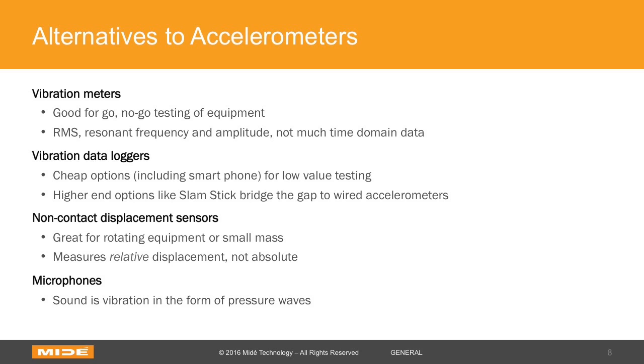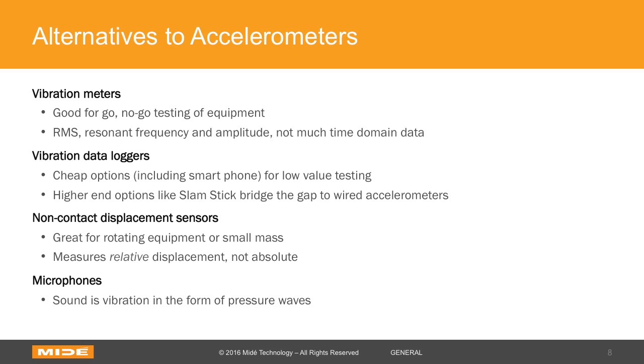They used to in the past have an accelerometer wired to this vibration meter, but now you can get some that actually have the accelerometer embedded in it. These are good for the go/no-go testing of your machinery to get an idea of the RMS level of your vibration. It will sample relatively quickly, so it'll give you a resonant frequency and amplitude, but it won't give you the ability to have a lot of time domain data, so to do much analysis on it. It's really only good for that go/no-go type of testing.